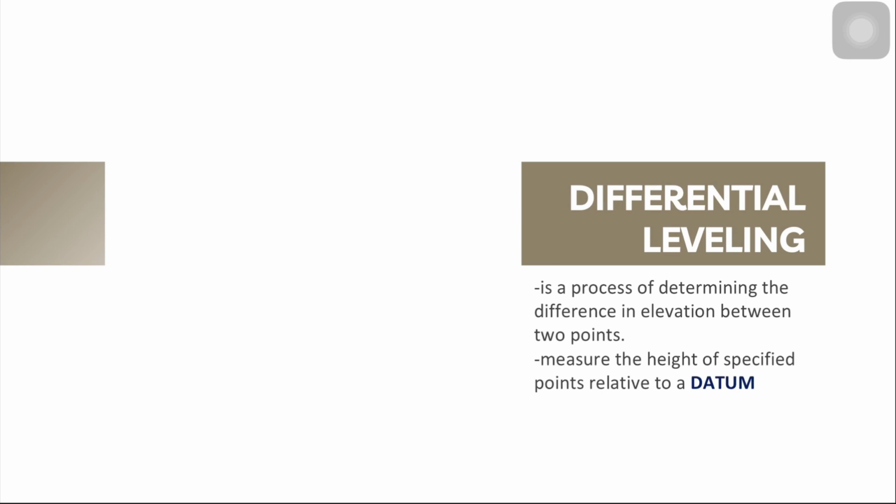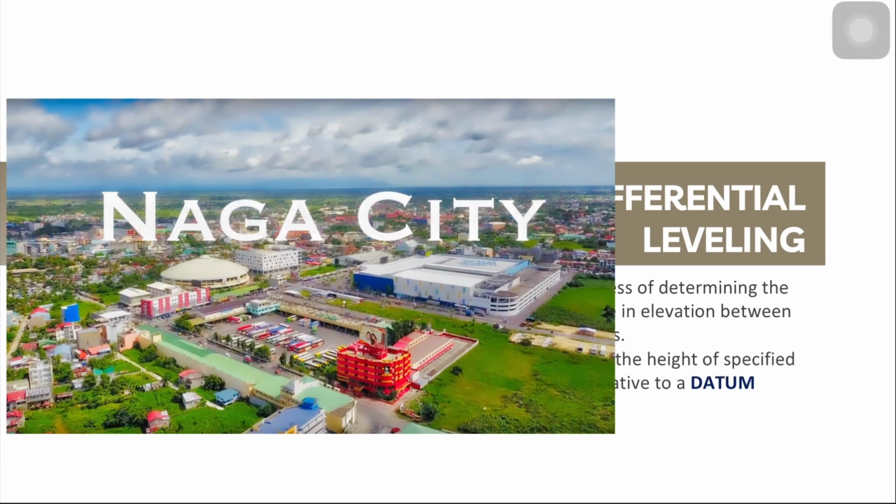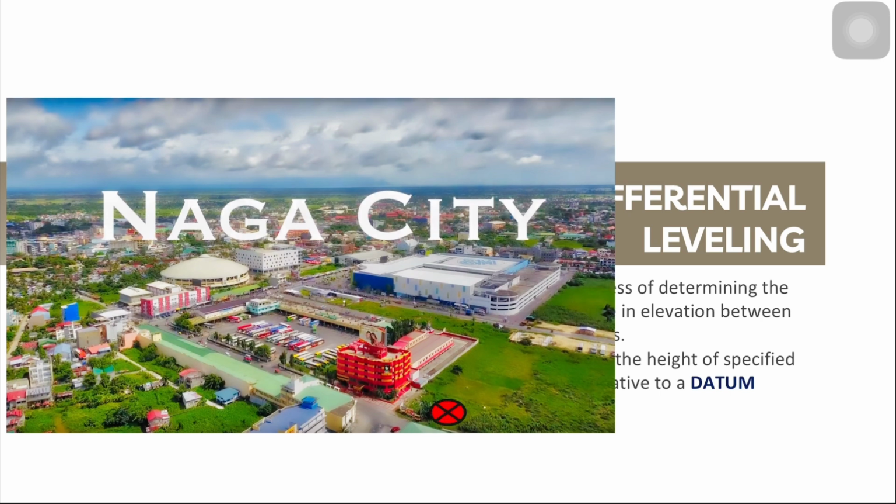Differential leveling is a surveying method we use to find the difference in elevation between two or more points. In other words, it tells us how much higher or lower one point is compared to another. Here's how it works in simple terms. We set up an instrument called a level or dumpy level on a tripod. As you can see here, the red circle indicates the location where the instrument is set up.